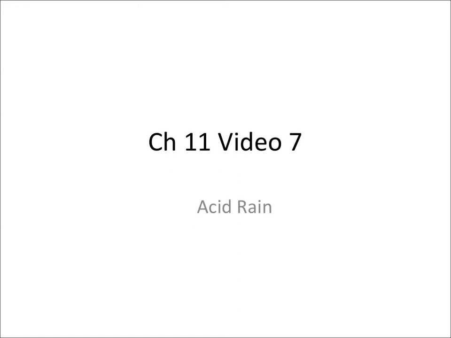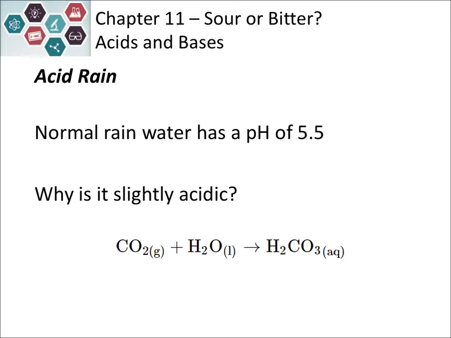In this last video for chapter 11, we're going to talk about acid rain. It's kind of our big world picture with acids and bases. So normal rain has a pH of 5.5. We saw that in an earlier video when we were talking about pH, and rain was on that scale. So this is normal rainwater, no pollution added, naturally a slightly acidic pH.